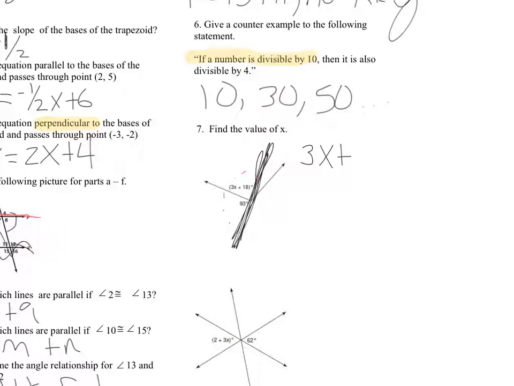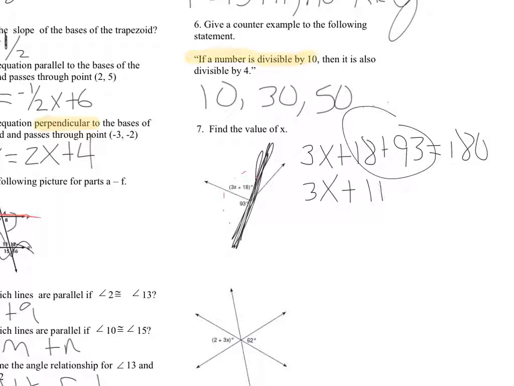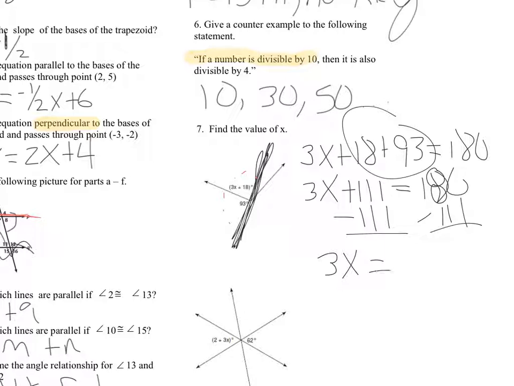That's 3x plus 18 plus 93 equals 180. Combine your like terms, they're on the same side. That gives you 111. Oh, that's getting messy. And then two steps. Easy algebra here, minus 111. 3x equals 69. Divide by 3. X is 23.